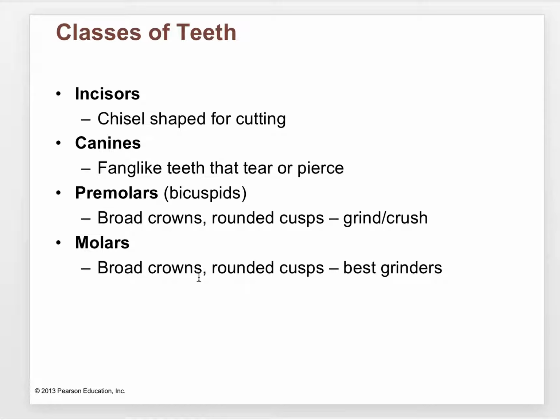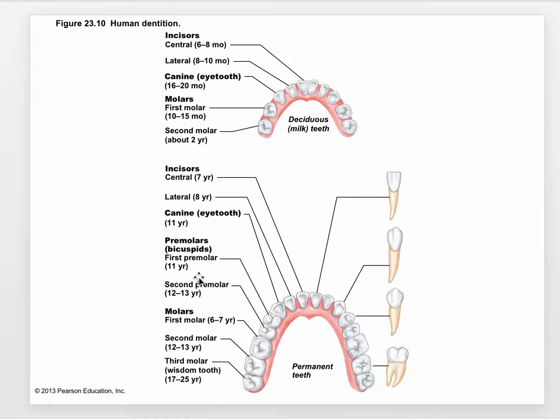Teeth are classified as either incisors, canines, premolars, or molars. Incisors are chisel shaped and they're designed for cutting. Canines are fang-like teeth that tear or pierce. Premolars are bicuspids, with broad, round cusps for grinding and crushing. And the molars are broad and round, have round cusps, and they're best for grinding. Here's the arrangement of the deciduous teeth and the permanent teeth.